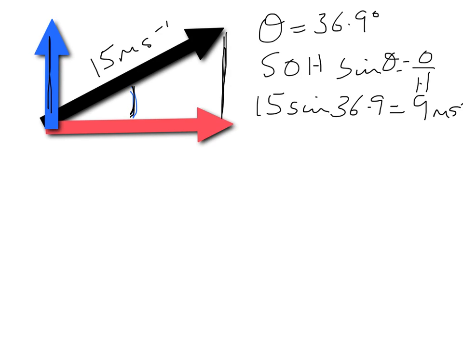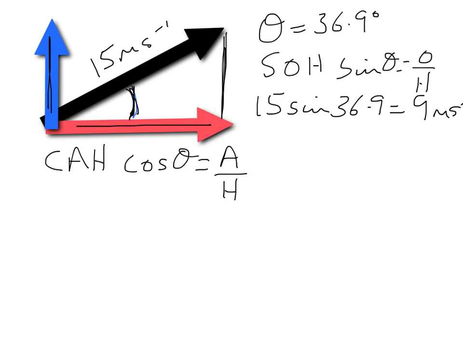Then if we do the same for the horizontal component, which is the red arrow, we've got the adjacent side to the angle, so we're going to use cosine is adjacent over hypotenuse. So cos theta is equal to the value of the red arrow divided by the value of the black arrow, and we get 15 cos 36.9 is equal to 12 meters per second.